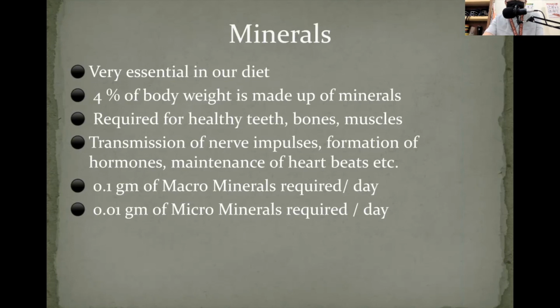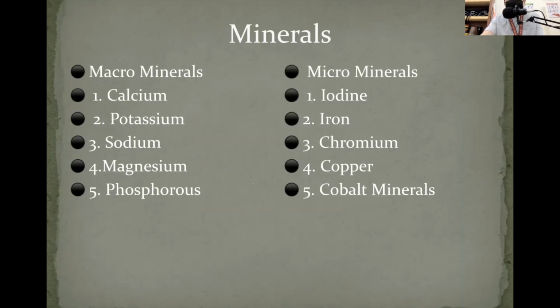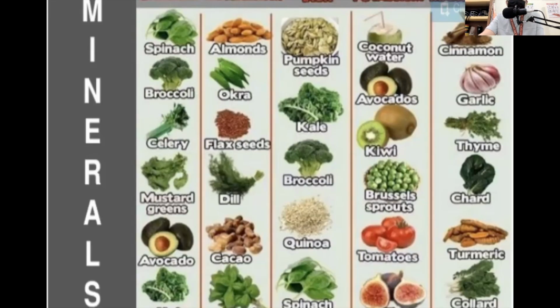Let's talk about minerals. Same with vitamins, minerals we also need only in small portions. Let's talk about some of the important minerals. Macro minerals are calcium, potassium, sodium, magnesium, and phosphorus. Micro minerals are iodine, iron, chromium, copper, cobalt, and so on. So let's take a look. What are the foods that are good in minerals?